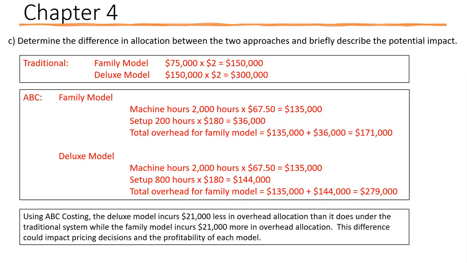So this difference could impact pricing decisions and the profitability of each model. It may determine how the factory is run differently. So if we're assuming that the machine hours and the setup hours are more directional in how the costs are incurred, then that's a better way to do it, and you're going to get better data for the overhead allocation. Again, it's still an allocation. We're still estimating some stuff, but if we're getting closer to what's driving the cost, then we're going to get better data out of that and make better decisions.